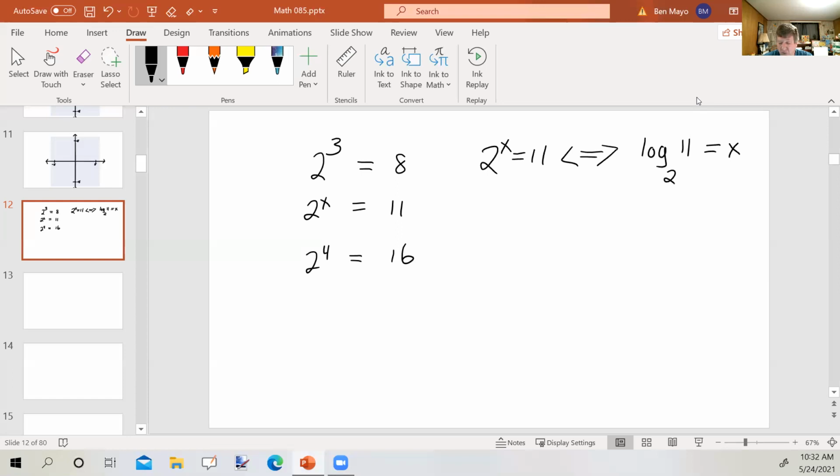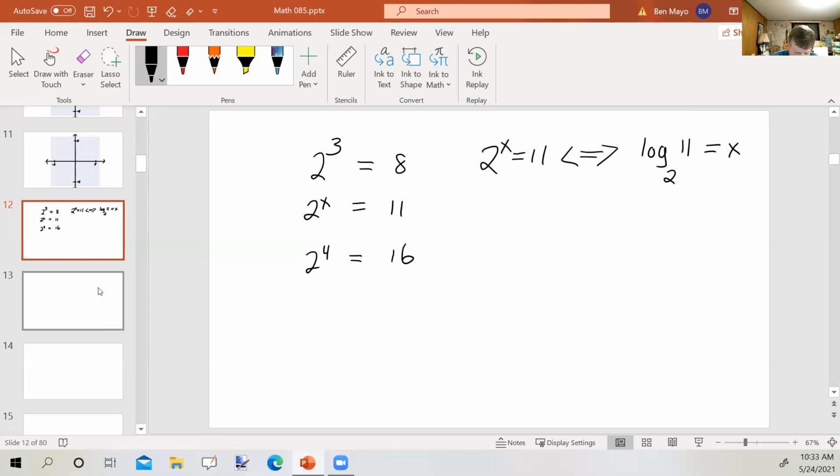Initially, that really doesn't do us any good if we don't know how to deal with all of that, but at least I want to point this out. We have isolated x. So if we could figure out what to do with log base 2 of 11, we could solve for x. And in the rest of this chapter, we'll be doing that, figuring out what to do with log base 2 of 11. We're going to come back to that later.